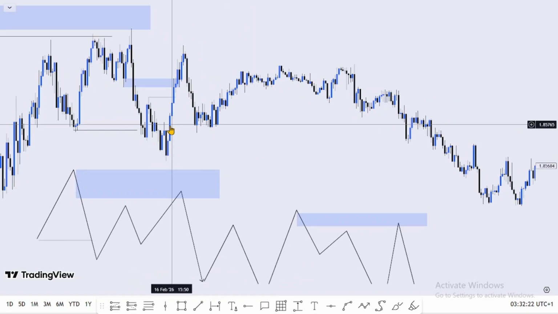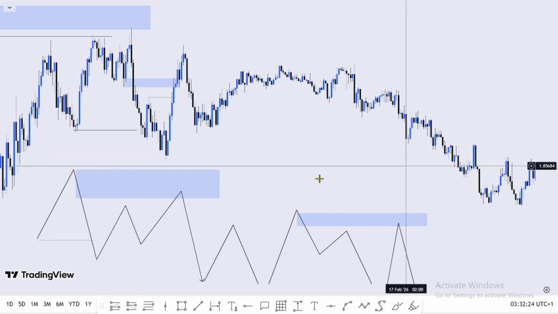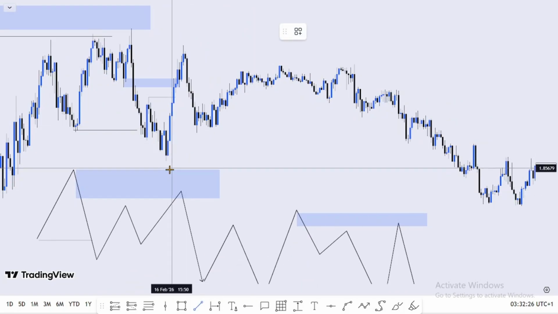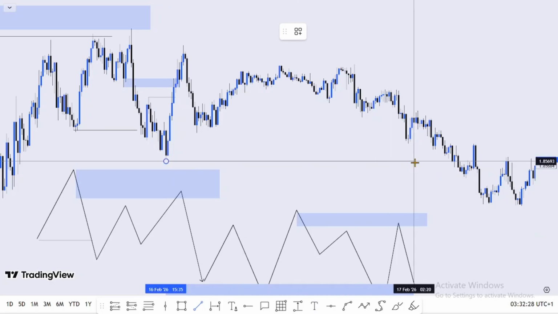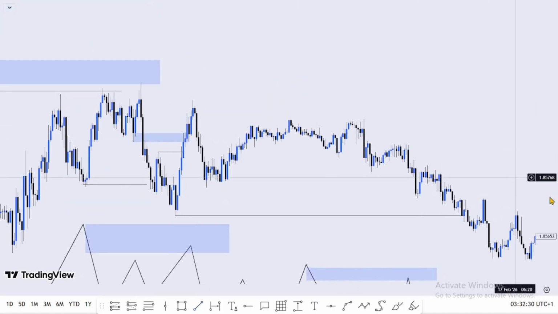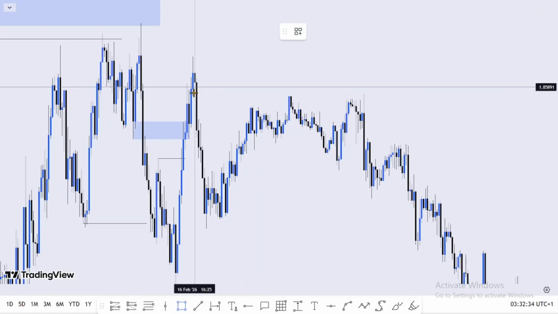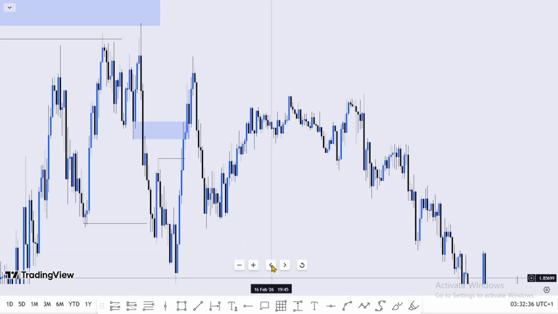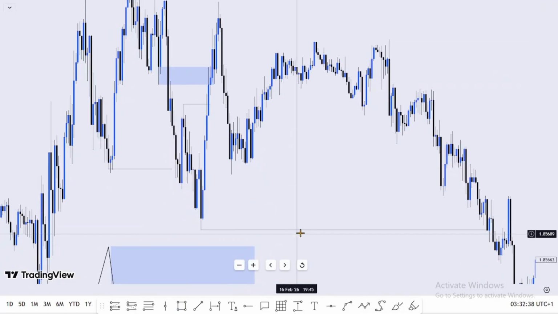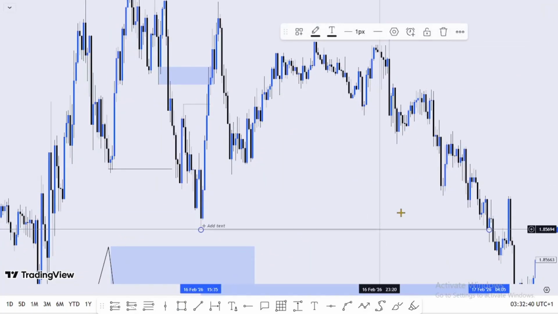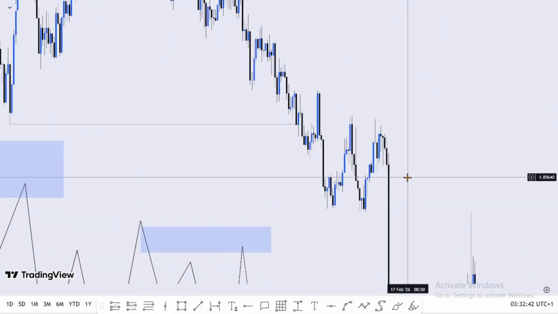Then the next one we had is a break of structure at this point. Do we have liquidity? We have structural liquidity. Have we mitigated this other block? Okay, it's already mitigated this other block, so there's nothing here to take again. This place has been rebalanced clearly. So what do we have here?